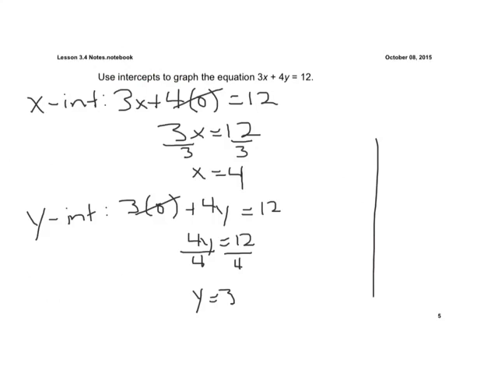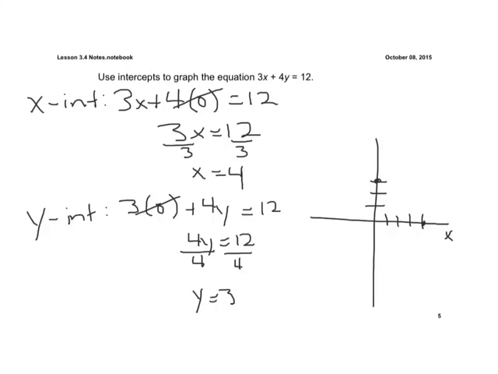So to graph this, very simple. We're going to take our x-intercept and we're going to go to our x-axis, which remember is our horizontal axis. And we're going to go over 4. 1, 2, 3, 4. Plot a point. That's our x-intercept. Now our y-intercept is 3. So we're going to go up 3.